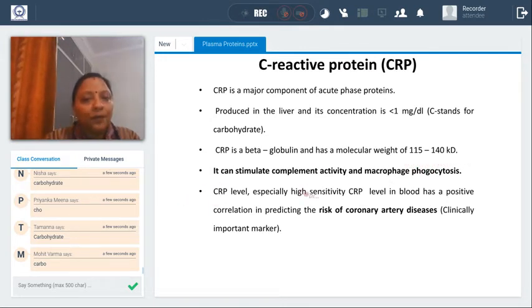CRP is a beta globulin and has a molecular weight of 115 to 140 kd. It can stimulate complement activity and macrophage phagocytosis. This is the important function of C-reactive protein. CRP level, especially high sensitivity CRP level in blood, has a positive correlation in predicting the risk of coronary artery disease. It is a very important, clinically important marker for risk of coronary artery disease in humans.